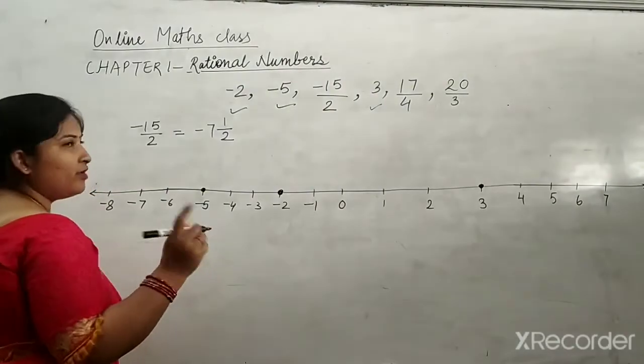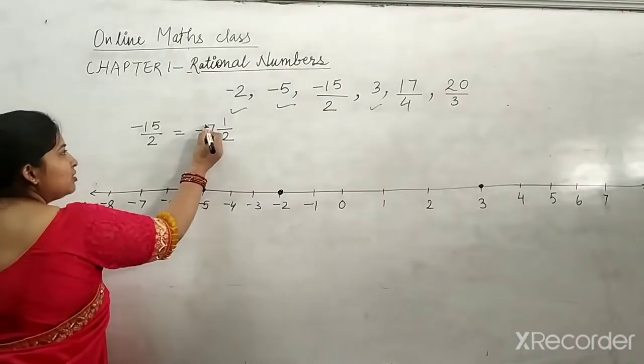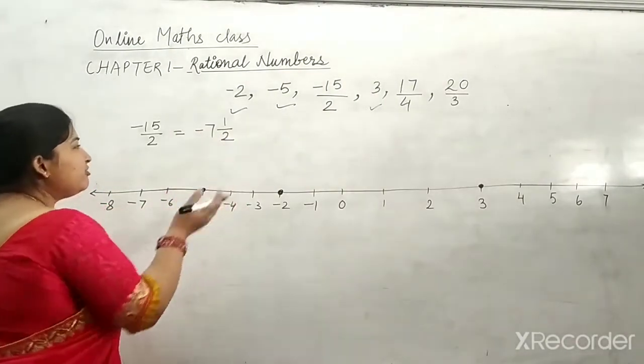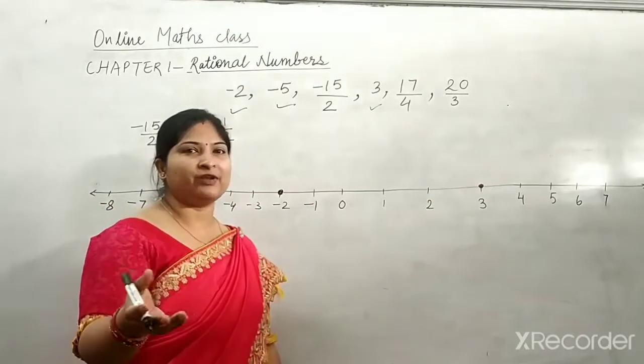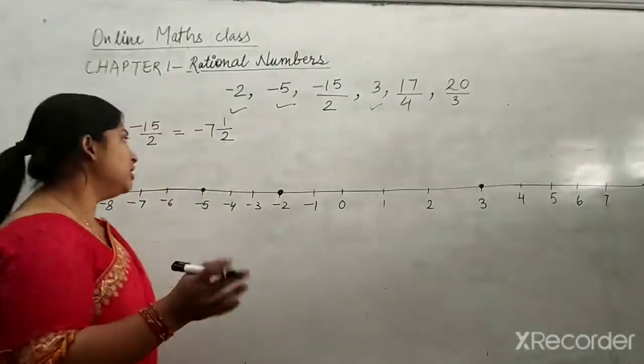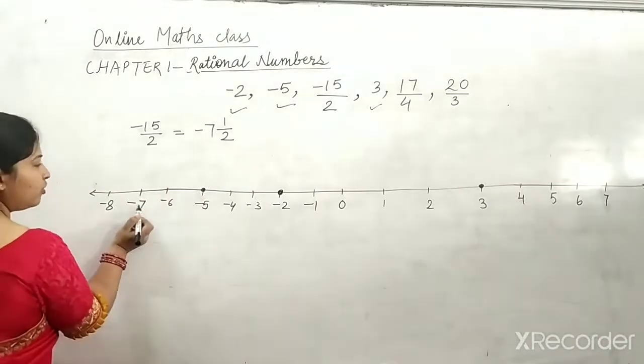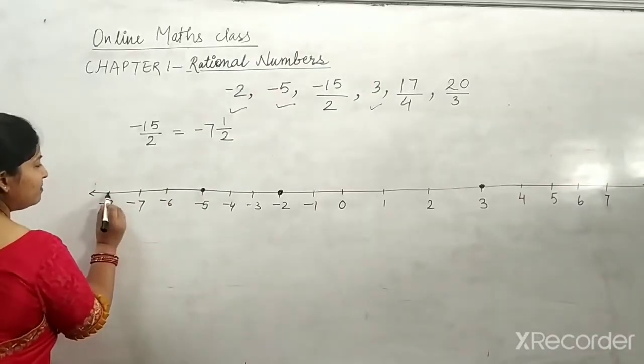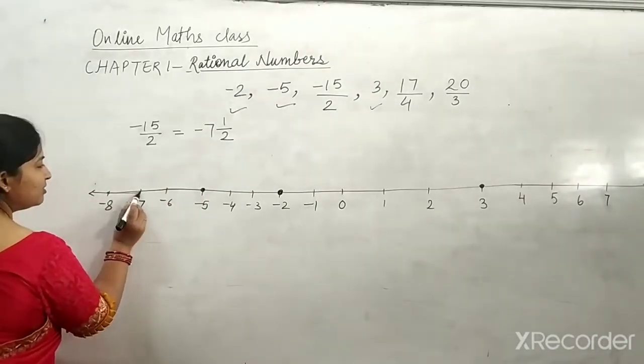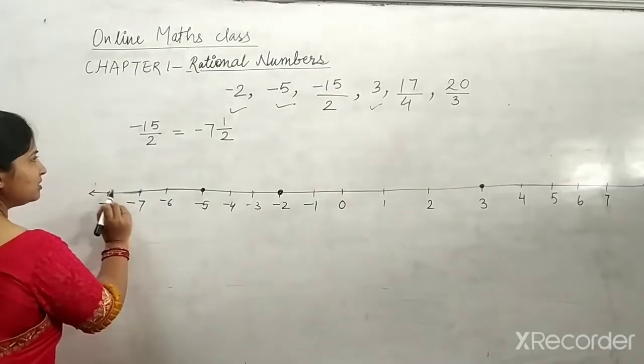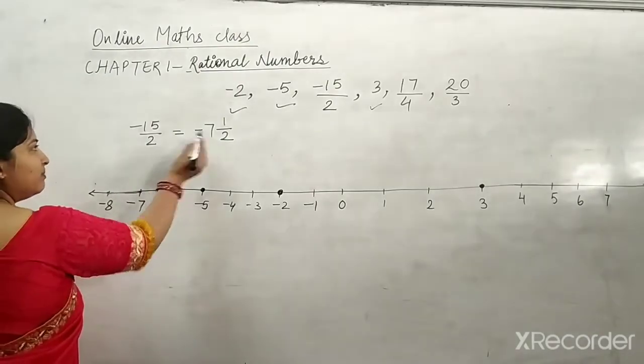So where is the 7? Can you see, this is your 7 and this is half. Will it be more than 7 or less than 7? Yes, it is more than 7, but with a negative sign. So can I say it will lie between -8 and -7? It will lie in between these. So it is more than -7.